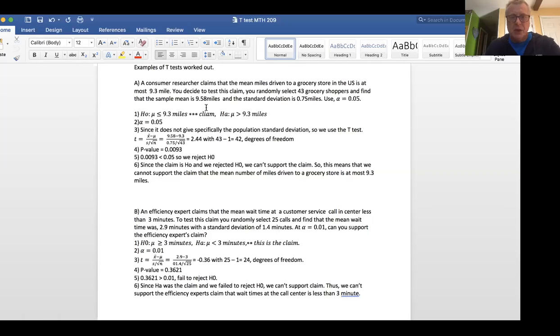Okay, so let's take a look at our H0 and HA, our null hypothesis. At most, that amount, equal to that amount or less, that would be our null hypothesis because it has equal in it. So the mean is less than or equal to 9.3 miles. That's also the claim. HA then would be the exact opposite. It's greater than 9.3 miles. Our level of significance is 0.05.